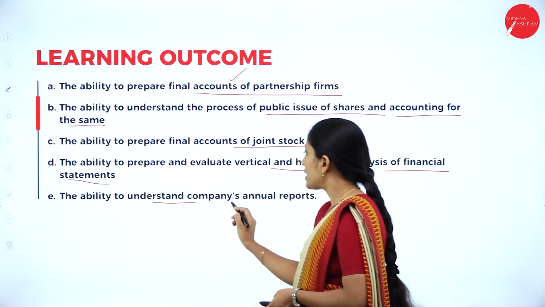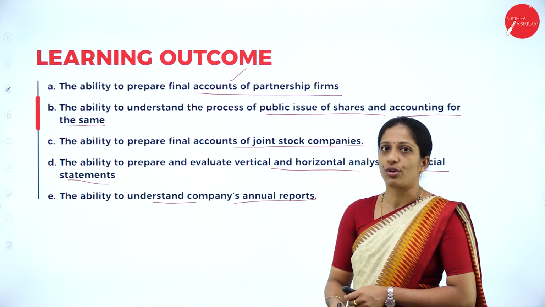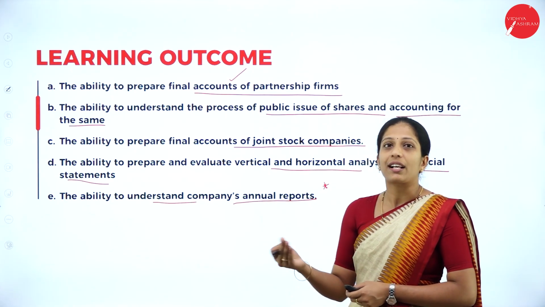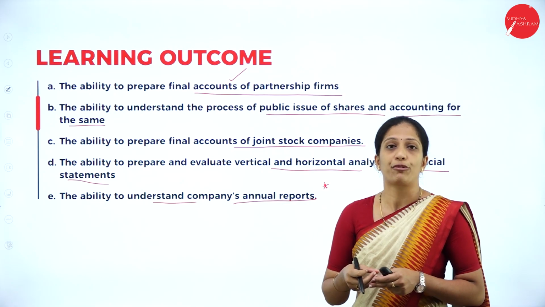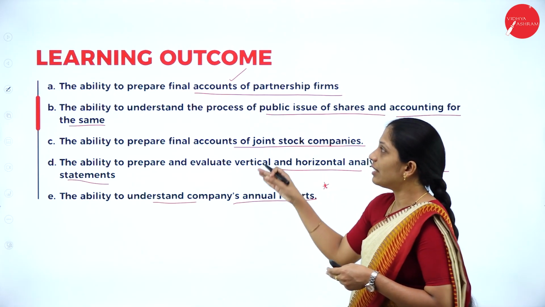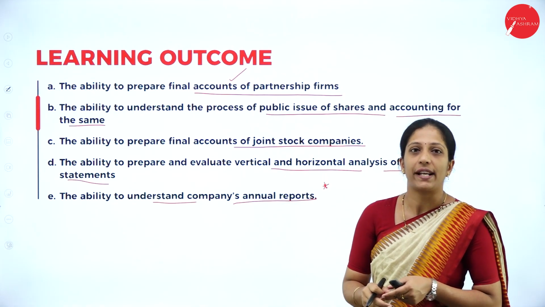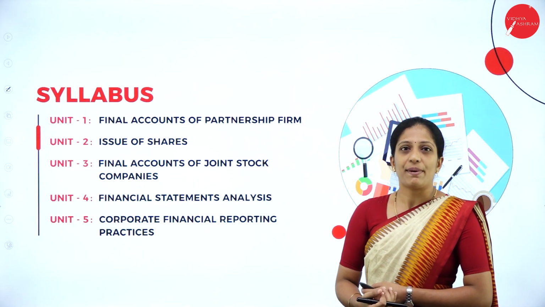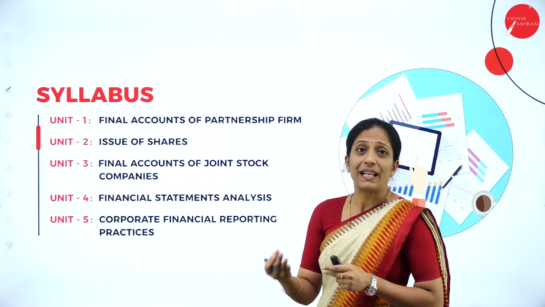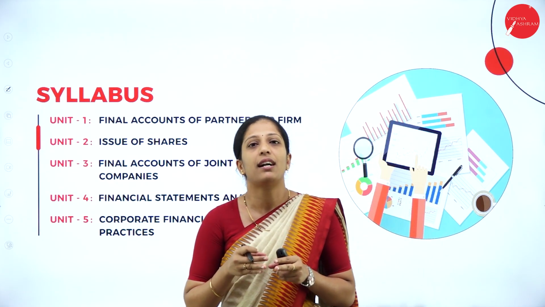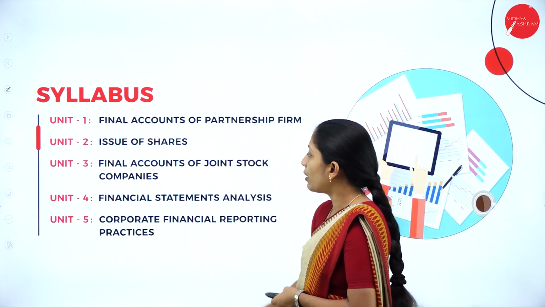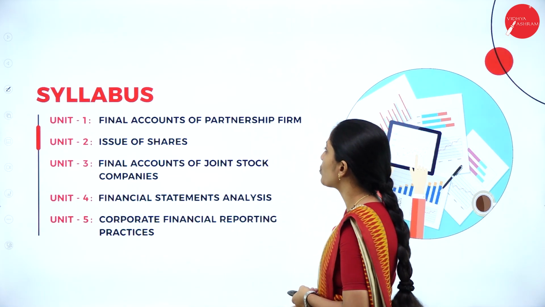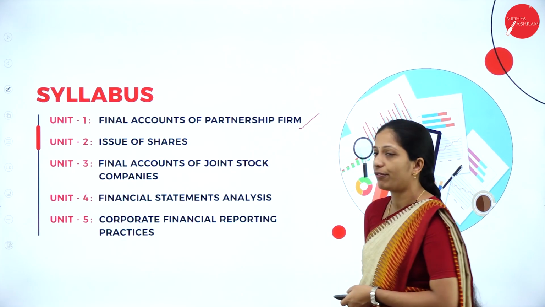Next, the ability to understand the company's annual report. So, this is basically theory where you are going to learn what company annual reports you have to maintain. These are the learning outcomes of this Financial Accounting and Reporting subject. Next, let us see the syllabus prescribed by Mysuru University under this subject. So, you will have 5 units, Unit 1 to Unit 5, where your Unit 1 is Final Accounts of Partnership Firm.